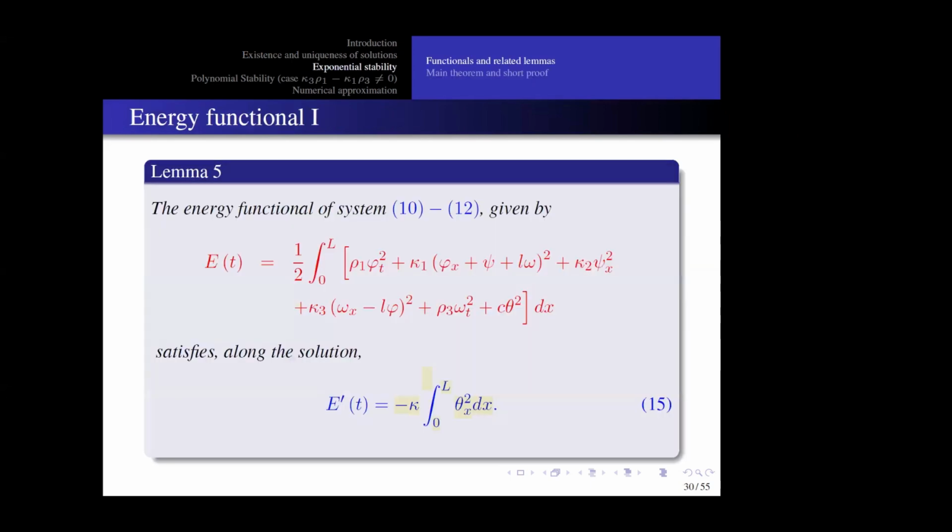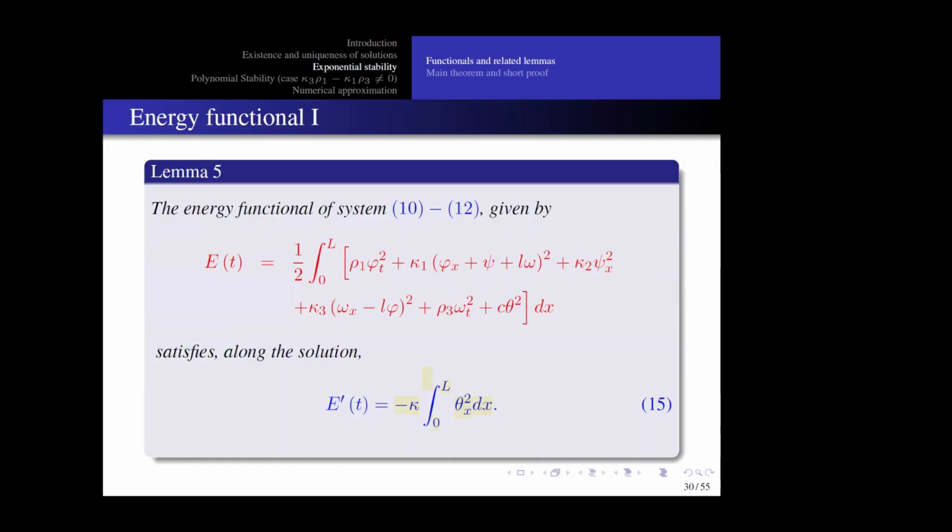We move now to the exponential decay. Here, to find the exponential decay, we're going to use the multipliers method. In order to do so, we are going to define the energy of the system. The energy of the system is in front of you, and it's a summation of positive terms. So if the energy itself goes to zero, it means each term will go to zero. The first thing is that along the solution, the derivative of this energy is negative. So it means that our energy is decreasing, but what we're looking for is a rate of decay.